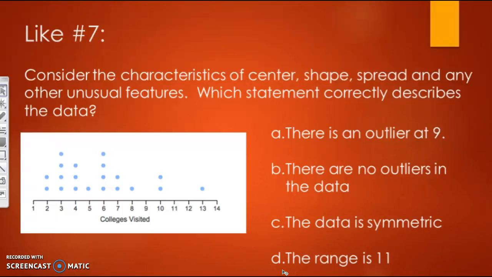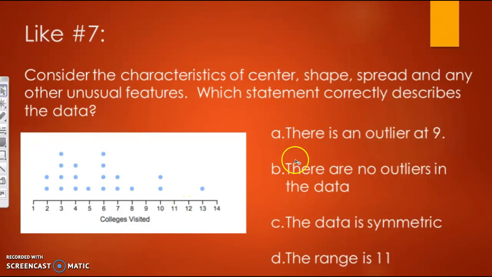This problem is like number 7 on your interim assessment. It says, consider the characteristics of center, shape, spread, and any other unusual features. Which statement correctly describes the data? So we're looking at a scatter plot here. And across the x-axis, it says the number of colleges visited.